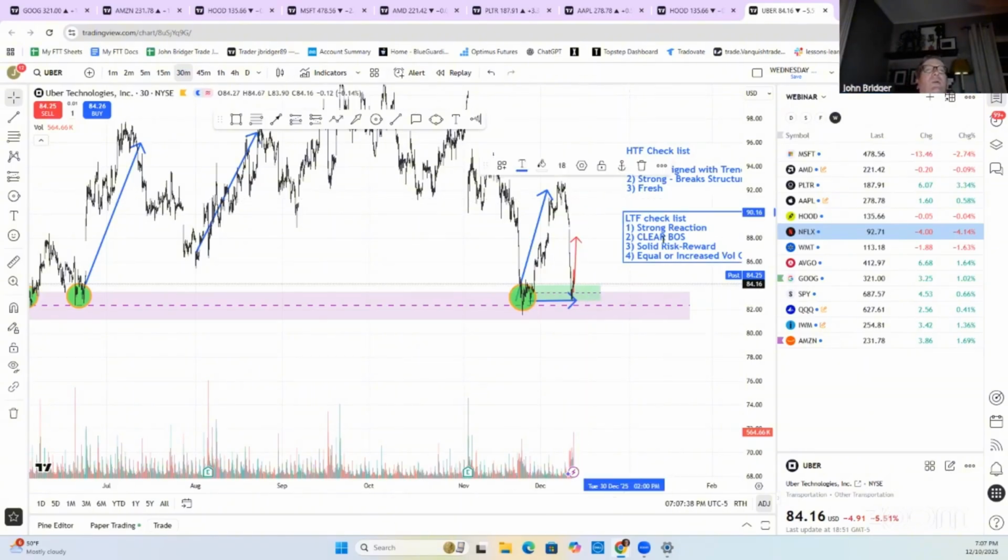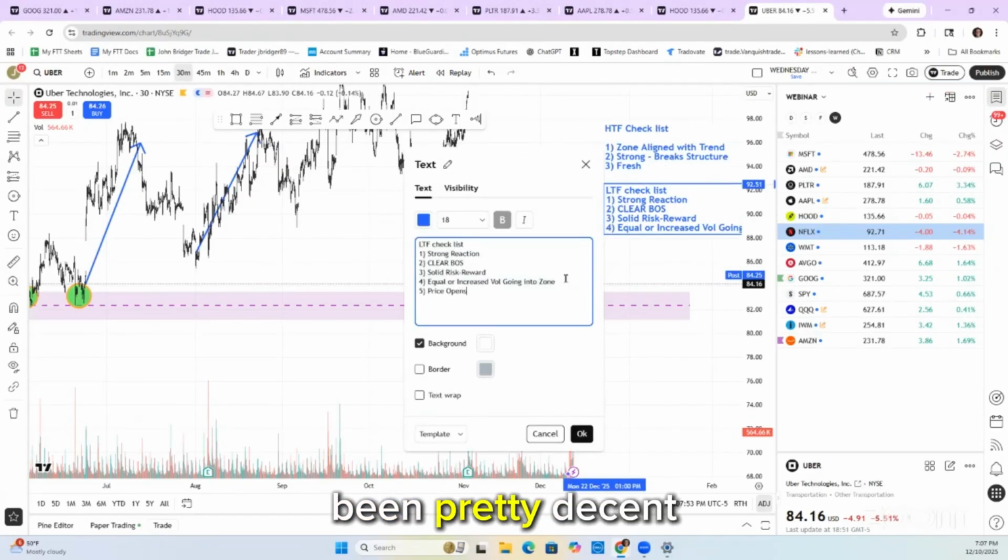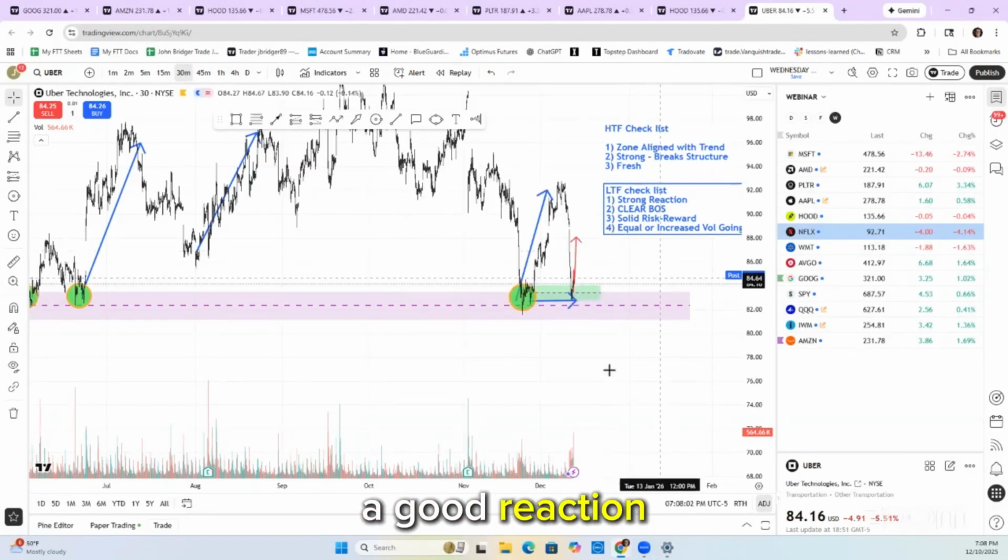Oh, I got a good one. What do you think about requiring the opening at or near the zone? What do y'all think? And why would that be important? Those have always been pretty decent trades, in my opinion. They seem to work out well, open into a zone when you get a good reaction at least.